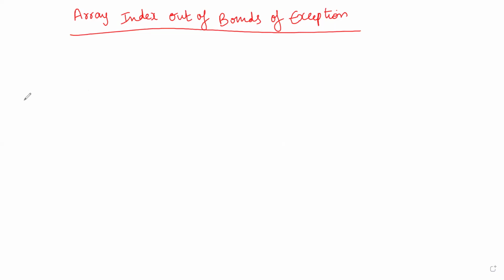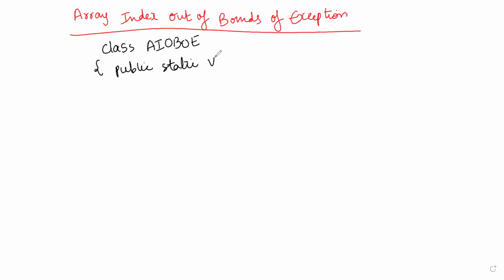Array index out of bounds exception. Now directly I am going into the program, array index out of bounds. I write the class, let us say AIOBOE. So what is this class? Array index out of bounds exception. Now I am going to write public static void main.